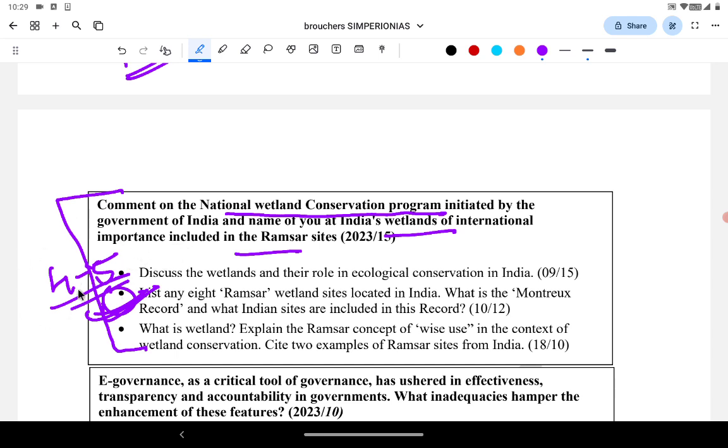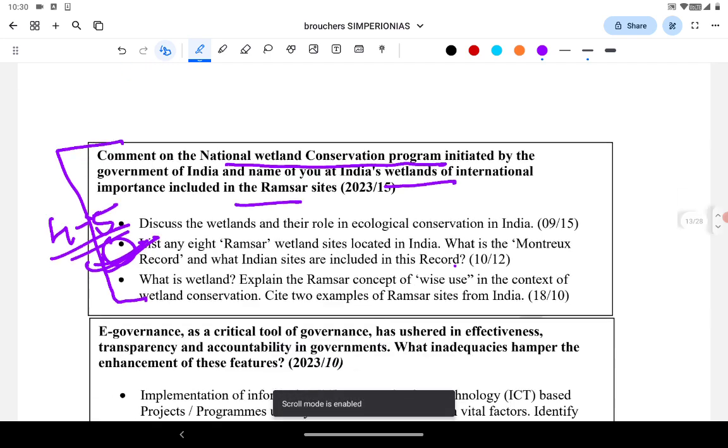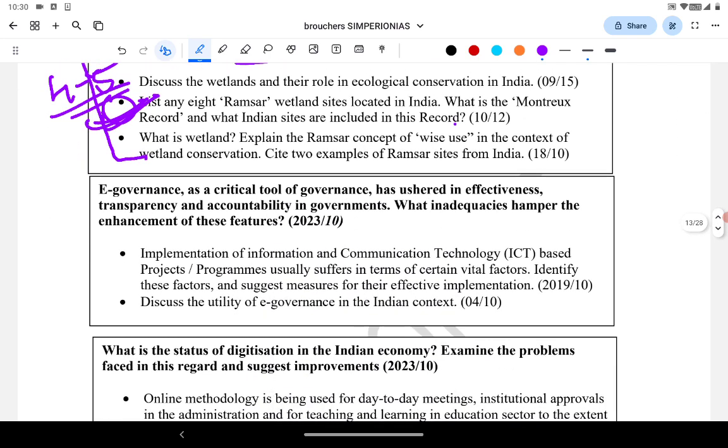So by that you know that anything related to the National Wetland Conservation Program and Ramsar sites is important. So prepare that well. The list of Ramsar sites, that question is directly asked. Partially the second part is directly asked, but even so you will come to know from the PYQ that this topic is important because they have asked it many times in previous years. Let's come to the next question.